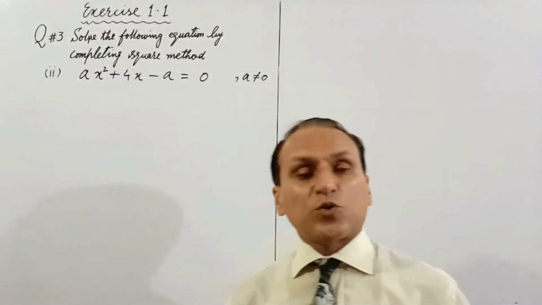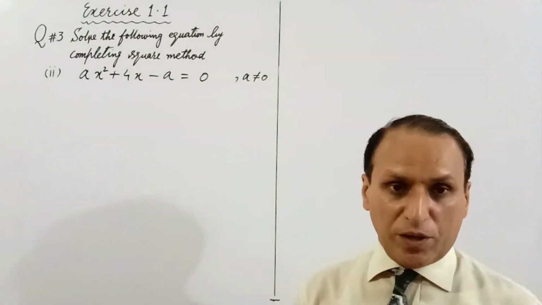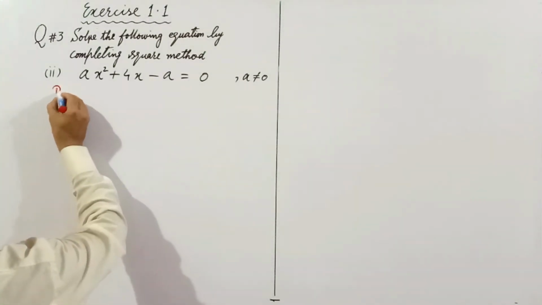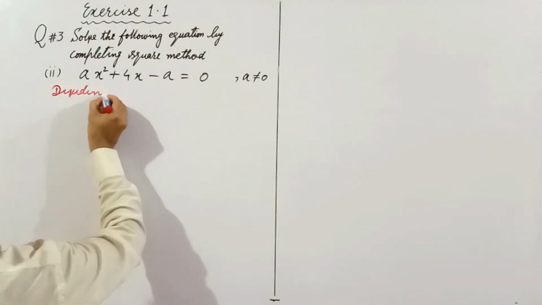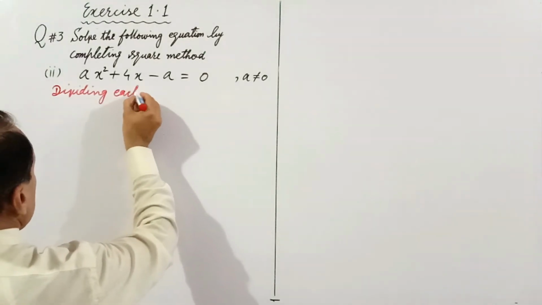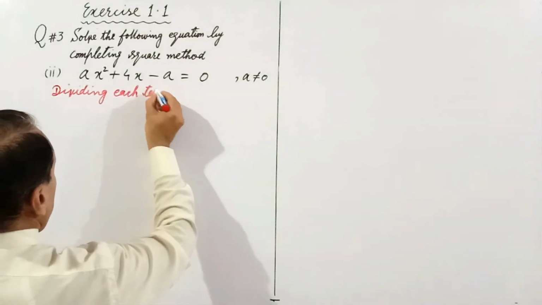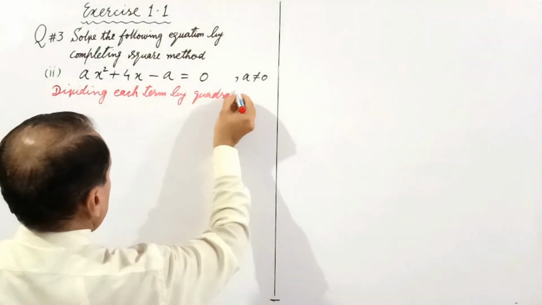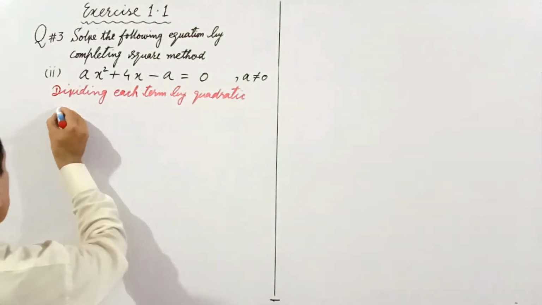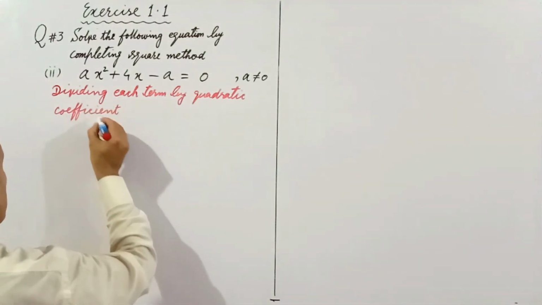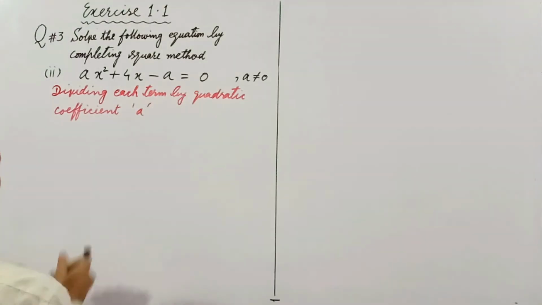Let's solve part 2 by the completing the square method. For this, we divide each term by the quadratic coefficient, a.